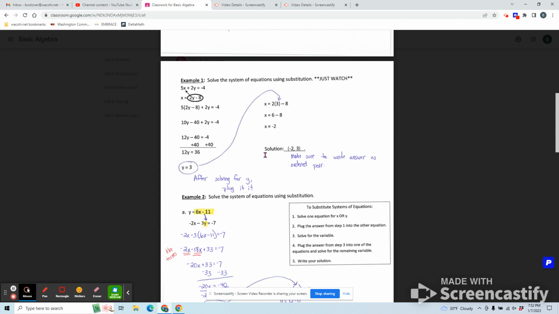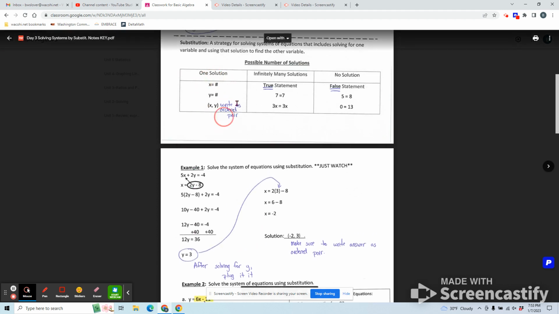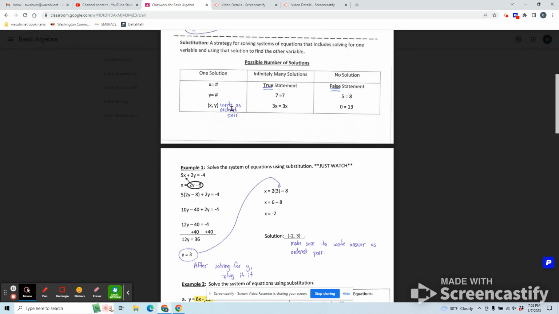So I have a solution. I have x equals a number and y equals a number. That's what I had right here. X equals a number, y equals a number. You write it as an ordered pair. Mr. Slover, how do you know what order pair to write it? How do you know whether it's 3, negative 2 or negative 2, 3? Alphabetical order. X comes before y in the alphabet, so negative 2 goes first and then the 3.